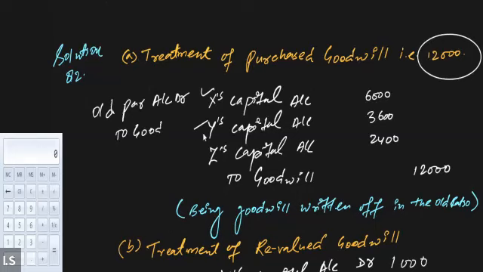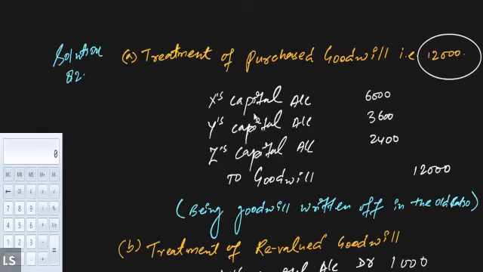The old partners' capital account has been debited to the goodwill account, and the amount has been distributed among the partners in their old profit sharing ratio. The old profit sharing ratio is given in the question itself: 5:3:2. So I have distributed 12,000 in the ratio of 5:3:2. Is that clear to all of you? Situation A, the treatment of purchased goodwill, is clear? Yes, sir.